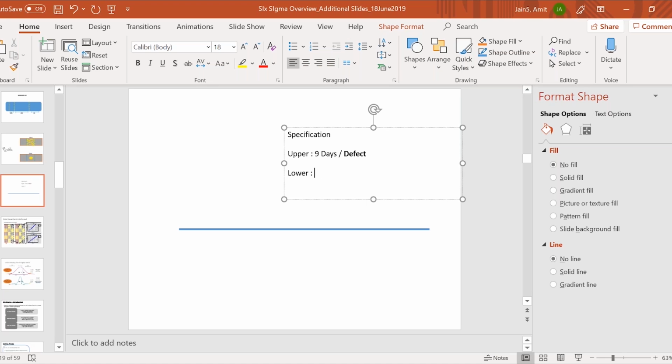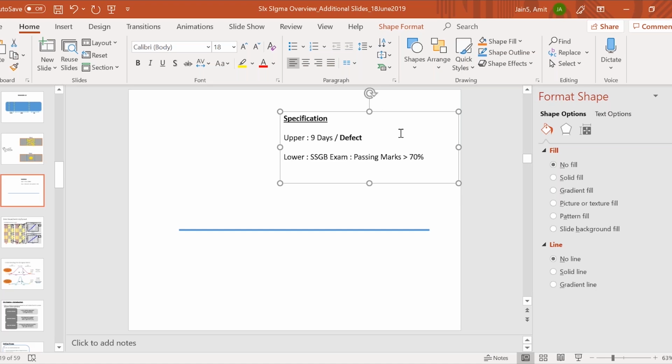Yeah, it can be anything, but an example of the lower specification limit is a target on the lower side given to you by the customer or by the process. Let me give you an example. Let's say the Six Sigma green belt exam, and I'm saying the passing marks is 70%. So it'll never be equal to, it'll be greater than 70%. Okay, so this is the lower specification limit. The moment it is less than 70, a defect is created. So there can be a scenario where there is only the upper specification limit, or only the lower specification limit, or there can be both-sided specification, lower as well as upper.